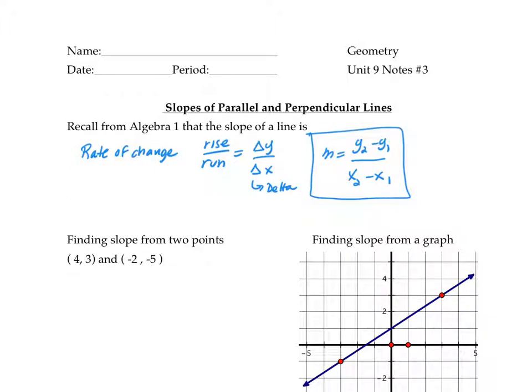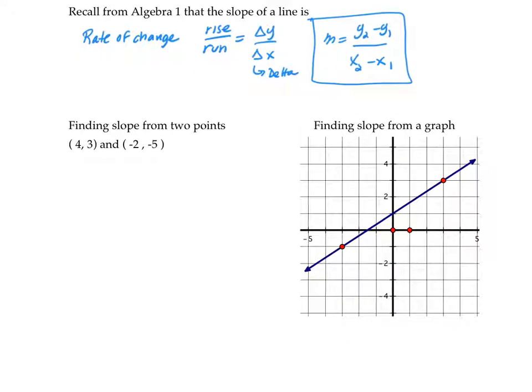So we can find slope in a lot of different ways. You should be able to find slope between 2 points. If you just name one point x1, y1, and the other point x2, y2, and plug those values into your slope formula. So we have y2, which is negative 5. We want to subtract 3 from it. And we're going to divide by x2, negative 2, minus x1, which is 4.